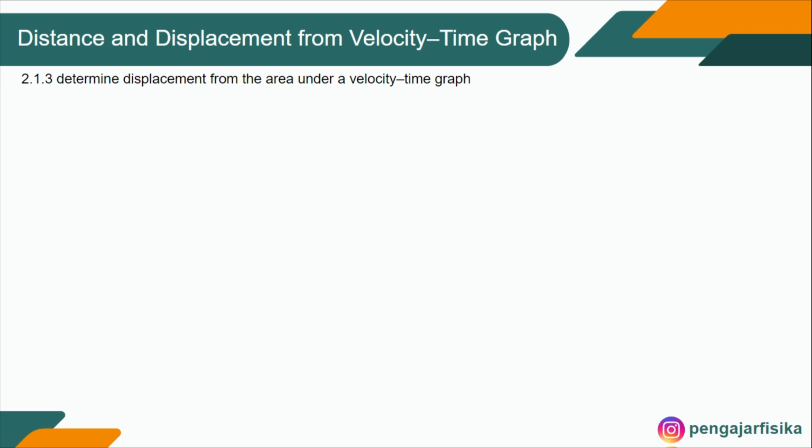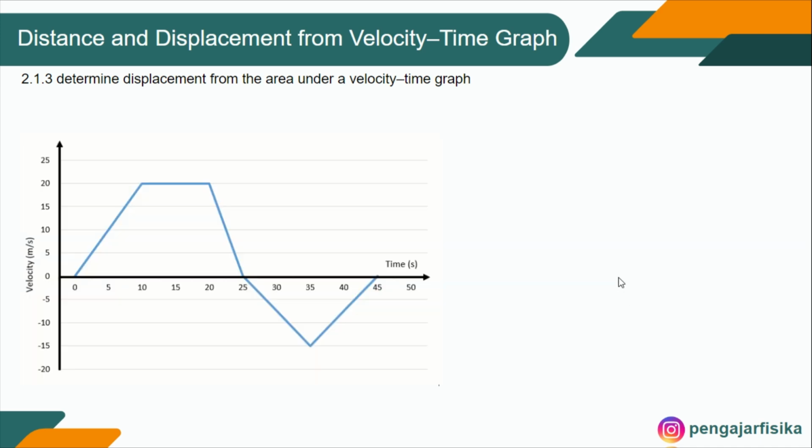The third learning objective is to determine displacement from the area under a velocity-time graph. To determine displacement, we look at the area under a velocity-time graph. For example, if a graph shows a constant velocity over time, the displacement is represented by the area of the rectangle under the curve. This area gives us the magnitude of the displacement over the given time interval.